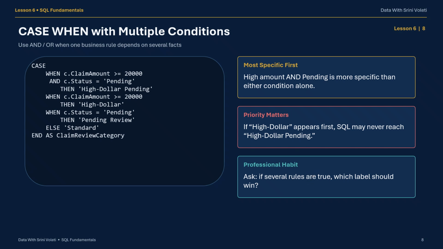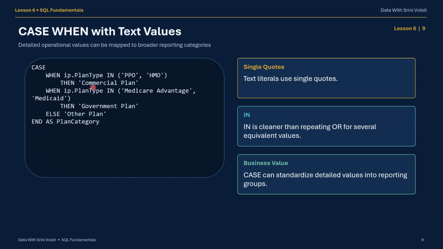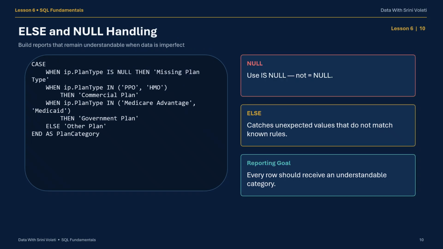Real data is imperfect. A plan type may be missing. A new value may appear. Explicitly handle null with IS NULL, not equals NULL. Then use ELSE as a safety net for unexpected values. Without ELSE, unmatched rows return null from the CASE expression. For business reporting, a label such as other plan or needs review is often more useful. Every row should receive a meaningful category whenever the business rules allow it.